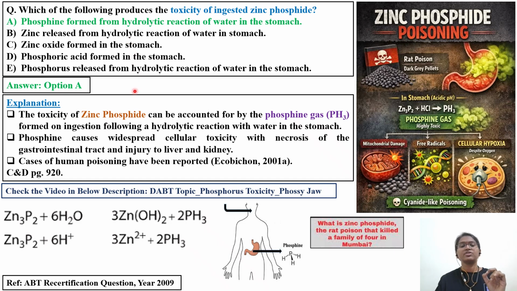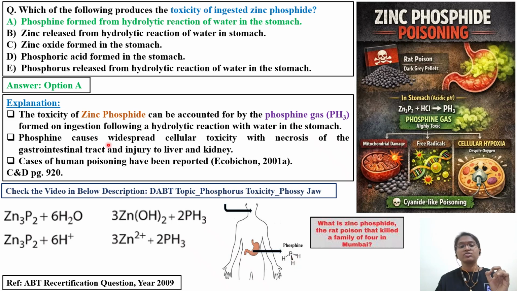A little bit of concept with respect to zinc phosphide toxicity, which was given by the previous DABT students, we'll go through quickly. The toxicity of zinc phosphide can be accounted for by the phosphine gas. As I told you, PH3 is the gas which is released, formed on ingestion following a hydrolytic reaction. This is the type of reaction you have to remember, with water in the stomach. So whenever this zinc phosphide comes in contact with the water in the stomach, it releases phosphine gas.